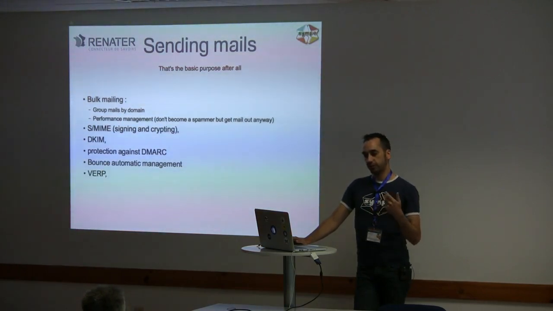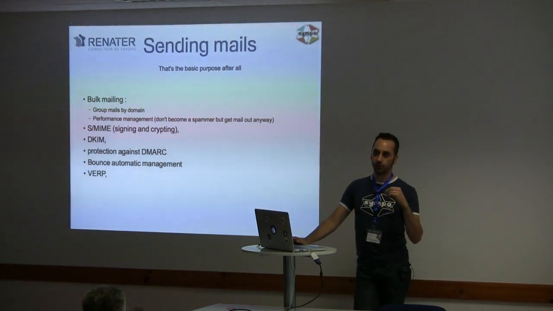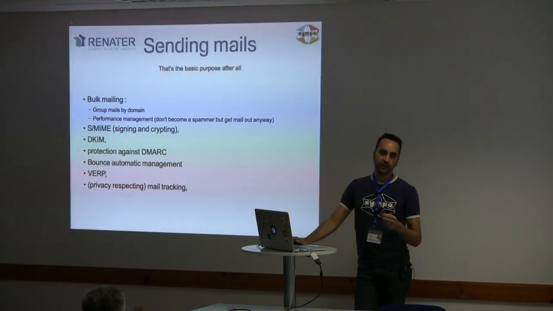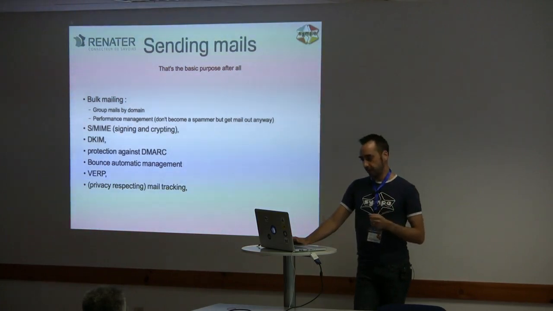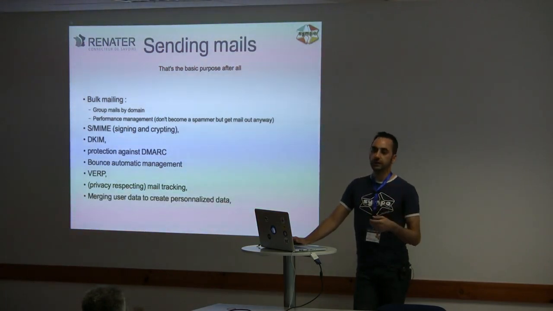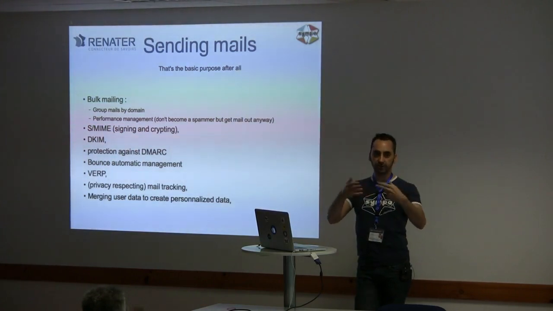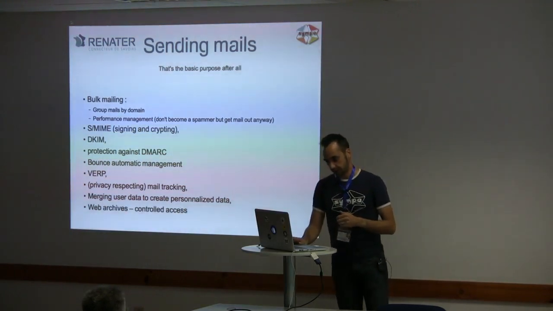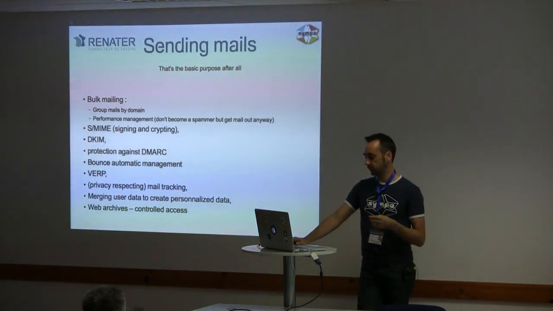It can do Variable Envelope Return Path, which is a technology which allows you to automatically handle errors for email addresses that are forwarded. It can do mail tracking. It's privacy-respecting mail tracking. We don't do spy pixels. We just rely on what the RFCs allow us to do. But that allows you to know what happened to the mail per user. You can make merging. That means you can merge user data into a mail to send personalized email. We handled conferences this way to inform authors about which of their contributions were accepted, what were the final format, and so on. And it has web archives with controlled access.